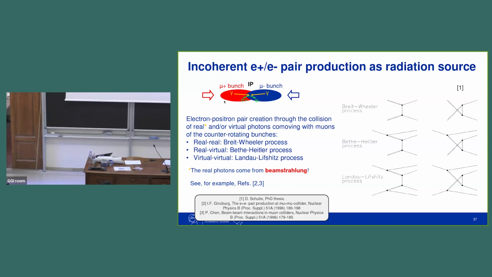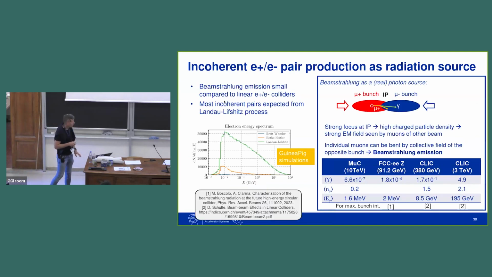I'm putting here also two references from the 1990s. I think these are quite good references describing pair production, incoherent pair production, but also coherent pair production in muon colliders, and beam effects in general. There is not so much more literature about this. I just want to mention one point, since, as I said, Beamstrahlung is a source of real photons.